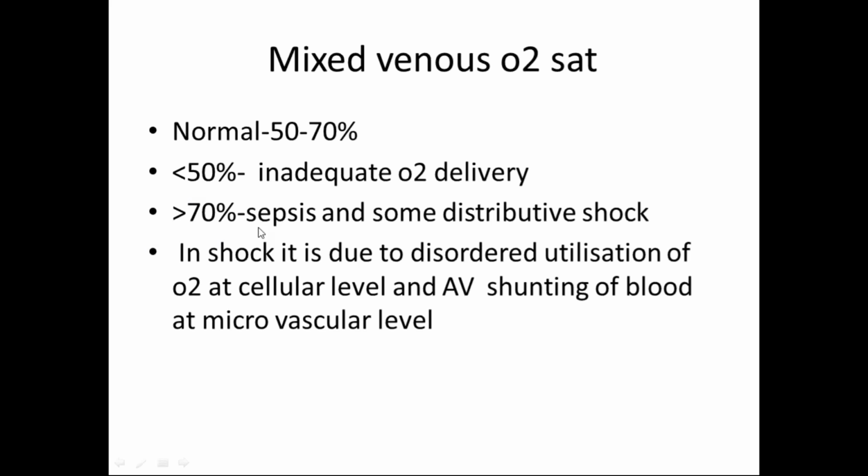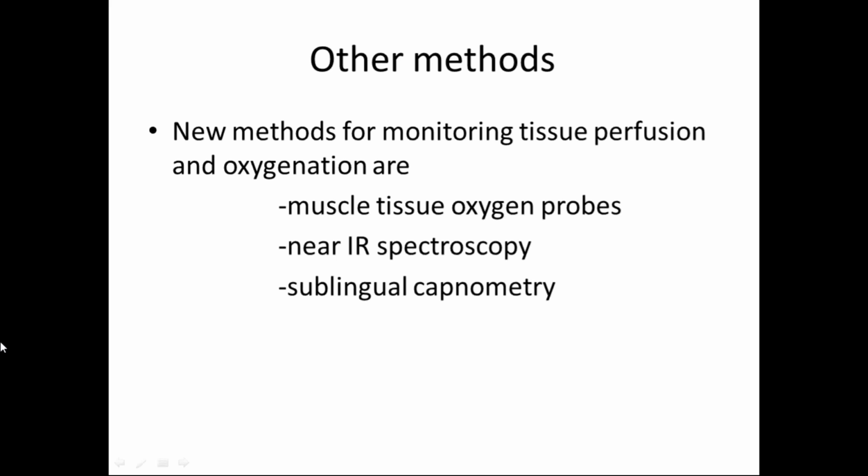Why in sepsis is it more than 70%? Remember, in shock, it is due to disordered utilization of oxygen at the cellular level and AV shunting of blood at the microvascular level in septic shock. The cells will not take up the oxygen, so this oxygen will return back to the heart, which is more than 70%. So more than 70% mixed venous oxygen saturation is seen in septic, a type of distributive shock. Other methods for monitoring tissue perfusion and oxygenation are muscle tissue oxygen probes, near infrared spectroscopy, and sublingual capnometry.